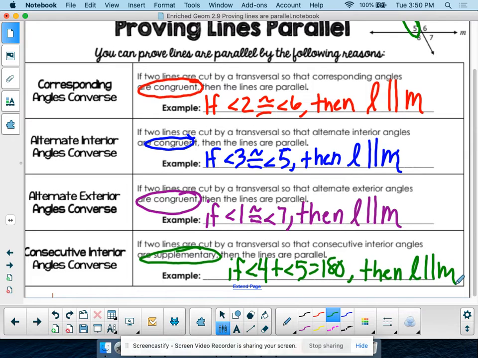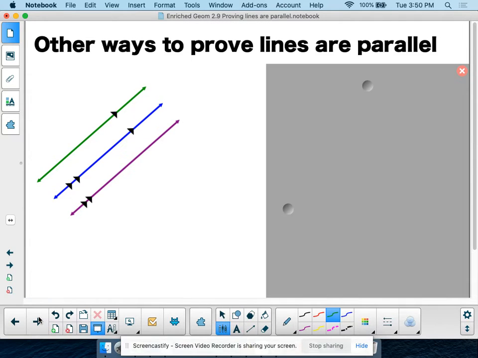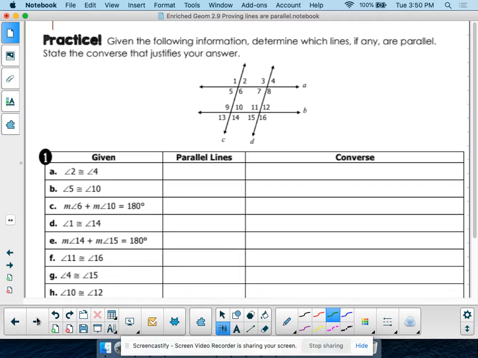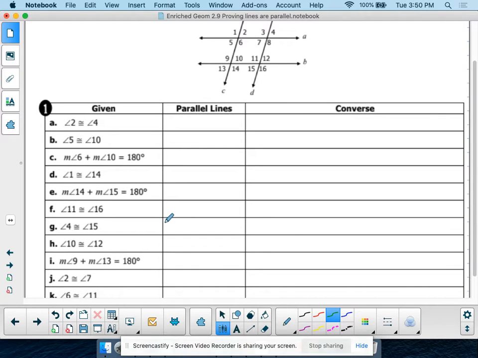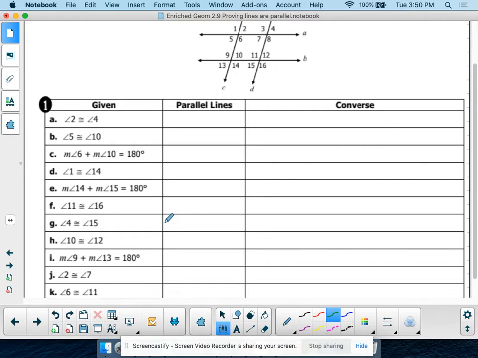Now we're just going to practice on this next part. We just have a big picture, right? And they're going to give us a situation, and we have to decide if that's enough information to say lines are parallel. Okay. So here we go. The first one, angle 2 and angle 4 are congruent. We have to decide, is there anything special about 2 and 4? I hope you're thinking yes, they're corresponding, so that would be our converse.